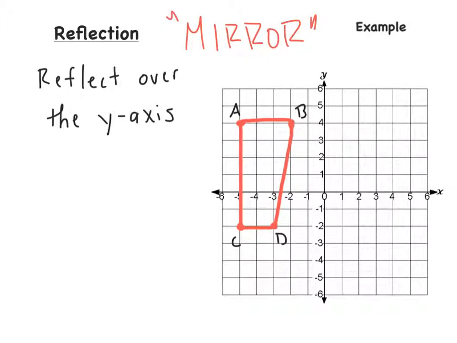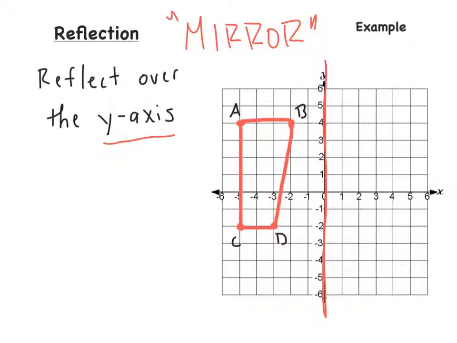So the mirror that we're going to have on this one is the y-axis. Our mirror is the y-axis, right here. So if you think about the way that a mirror works, the distance that you are from the mirror is going to be the same exact distance of the image within the mirror.